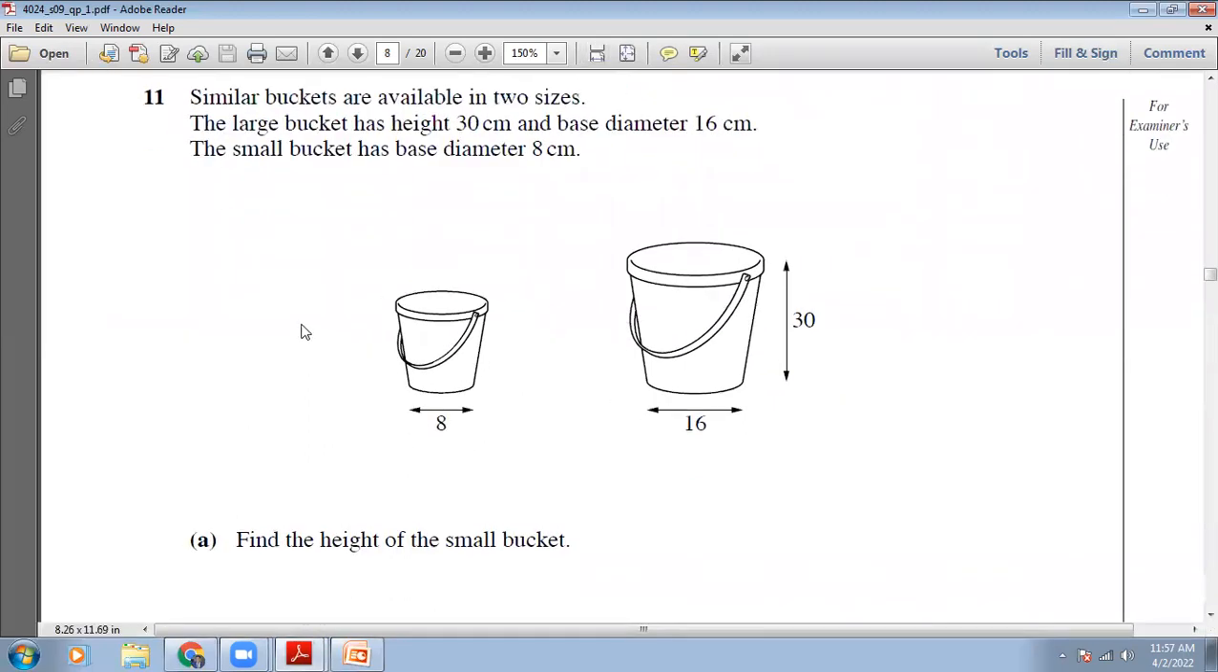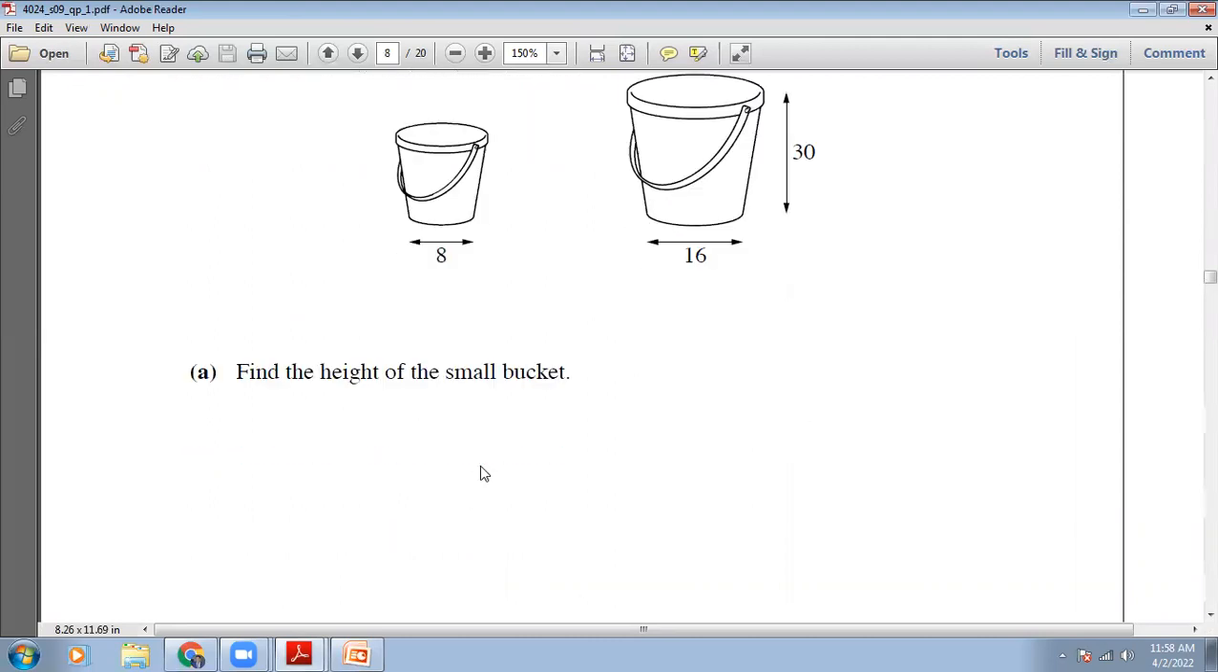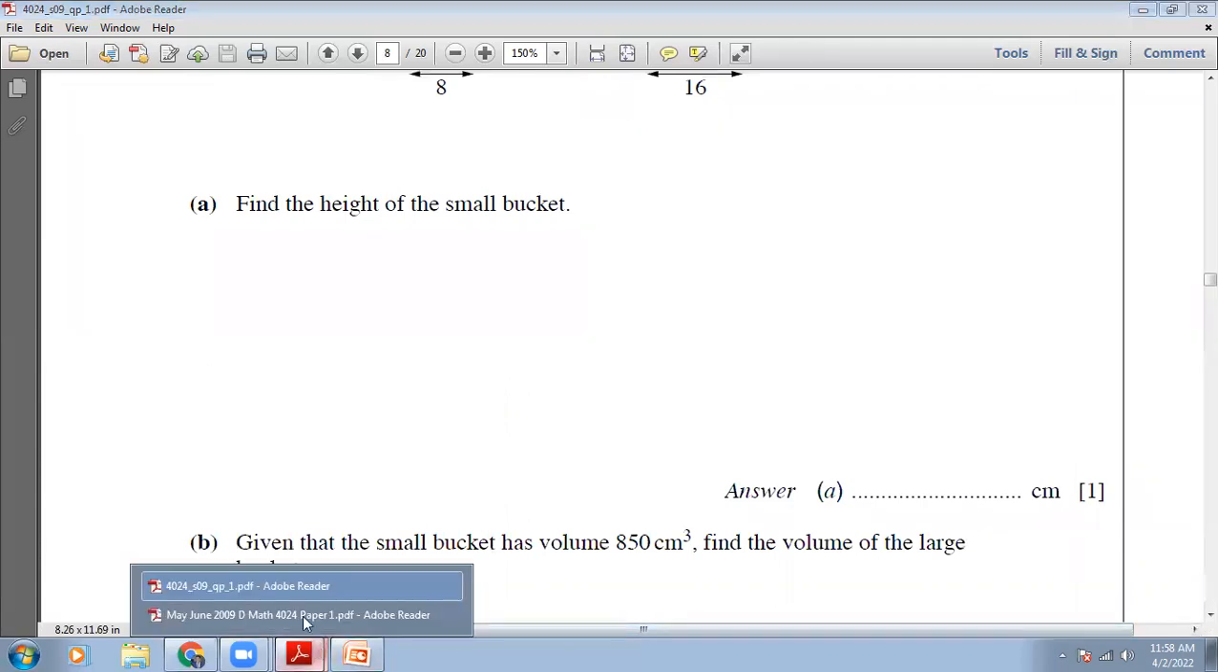Okay. Similar buckets are available in two sizes. The large bucket has height 30 centimeters and base diameter 16 centimeters. The small bucket has base diameter 8 centimeters. Find the height of the small bucket. Because they are similar, the corresponding sides will have the same ratio. So the ratio of the diameters will be equal to the ratio of the heights. So let me show you.